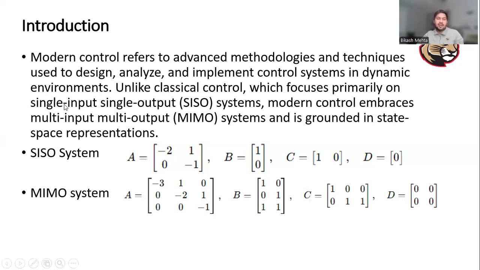Here I have outlined one example of a single input single output system state space representation. You can see it over here. And for the multiple input multiple output system, the state space representation matrix is over here. For this one, we only have one input there, that will be u1 or x1, whatever it would be. I will be talking more about this in the upcoming slide.